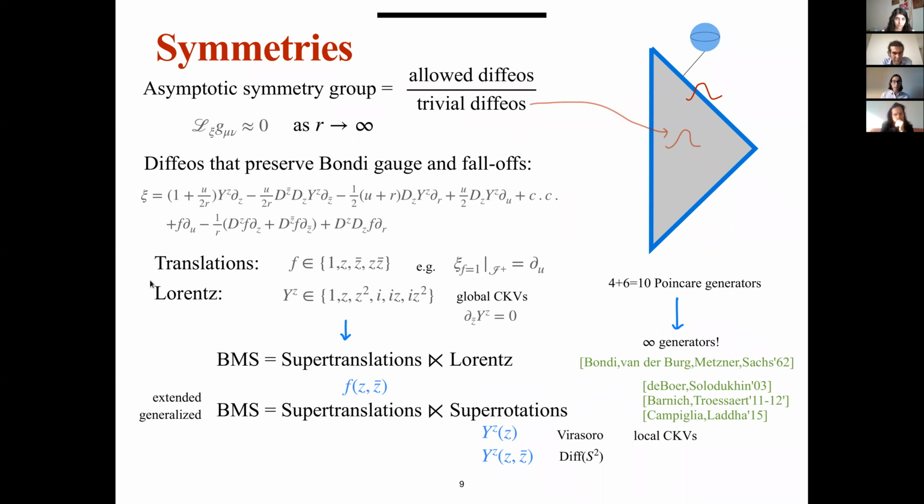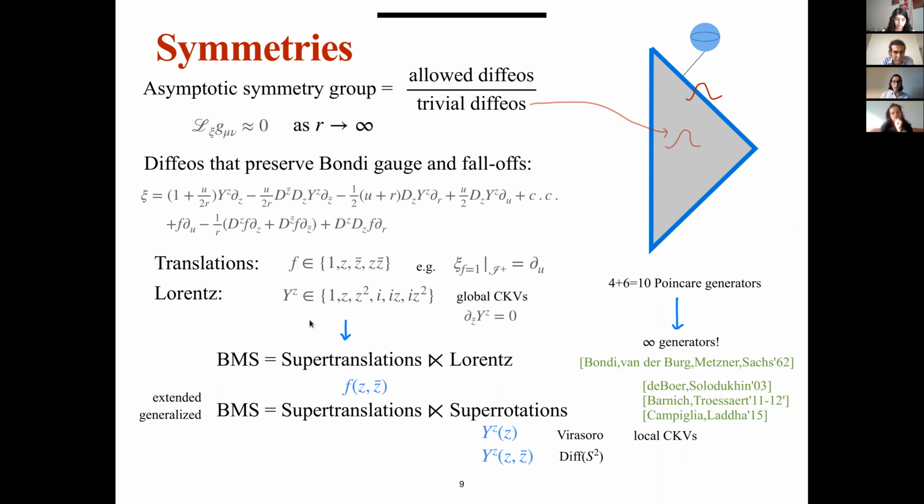So for translations and Lorentz transformations, this function f and vector field y that's showing up in this diffeomorphism vector field take a certain form. For example, if we take y equals 0 and f equals 1 in this vector field and look at the boundary, then this diffeomorphism just reduces to global time translations.